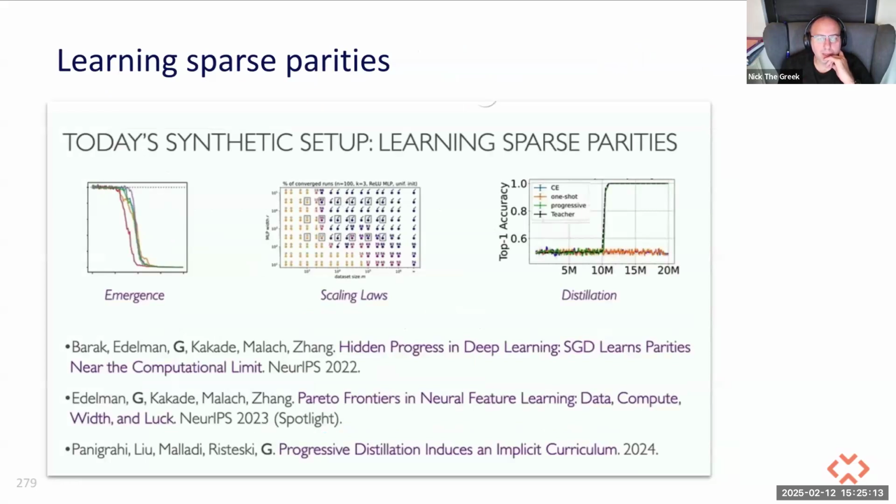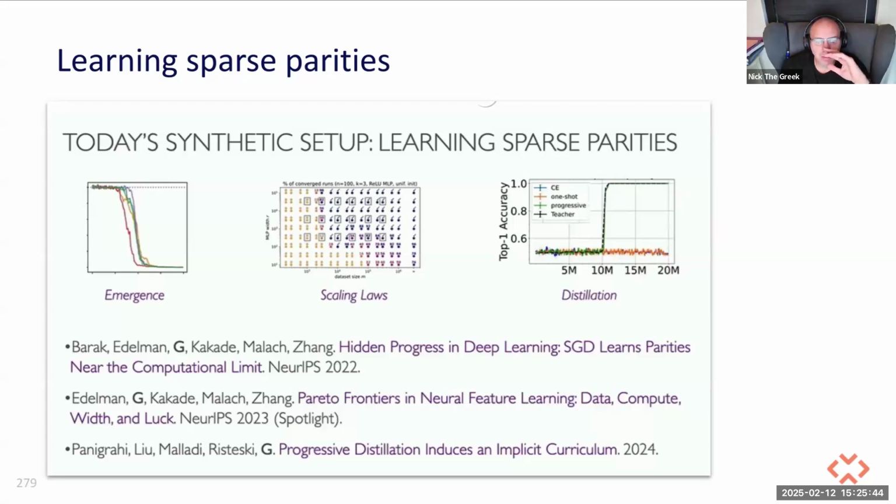These are today's synthetic setup, learning sparse parities. And one of the things, so here are some papers that they talk about that. And the thing that we are trying to understand here is the emergence. Emergence is like, people realized that as you increase the size of a language model, all of a sudden it starts showing a behavior that you couldn't see in smaller scales.